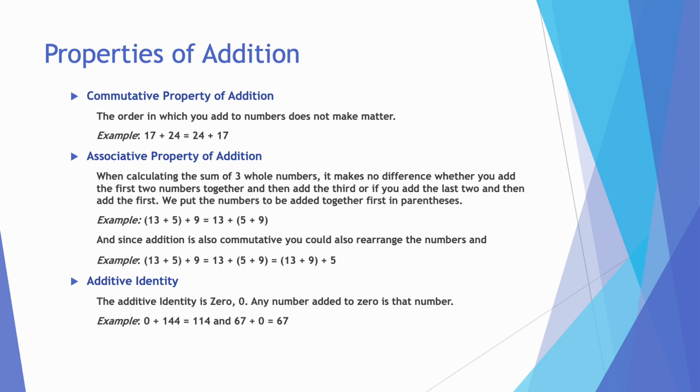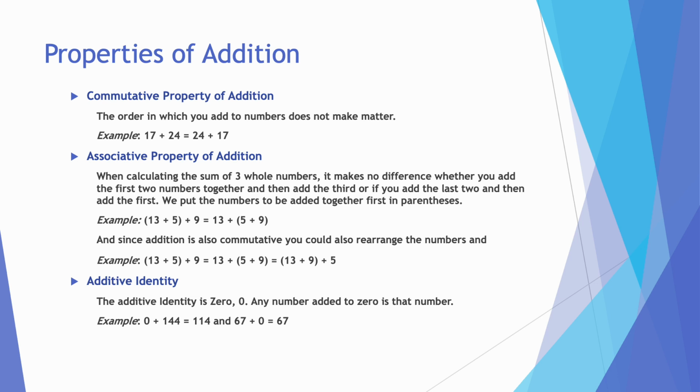The next property is the associative property of addition. When calculating the sum of three numbers, it makes no difference whether you add the first two numbers together first and then add the third number, or if you add the last two together and then add the first number.